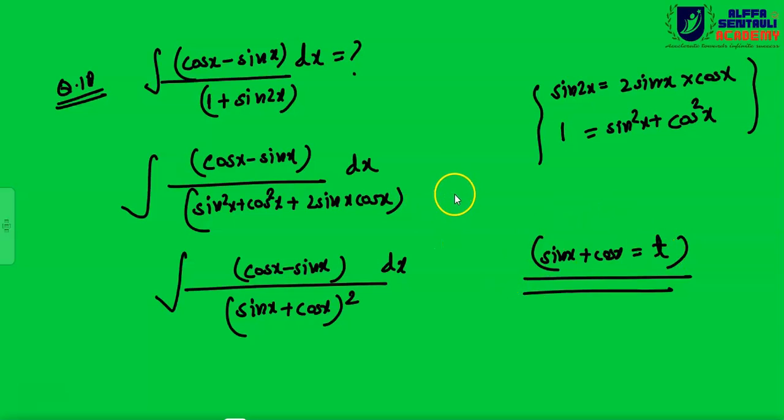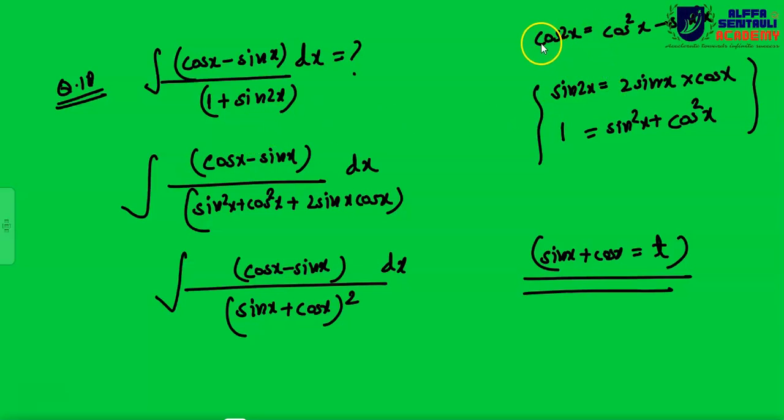Correct? Cos x minus sin x, no beta, no. This cos 2x can be written as cos square x minus sin square x. Square term is there, beta, square is there, you know.